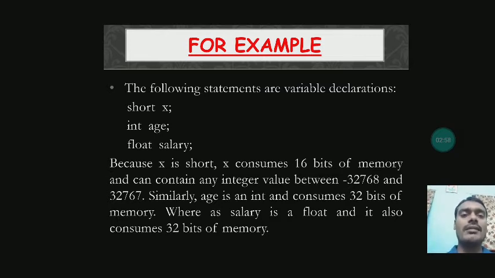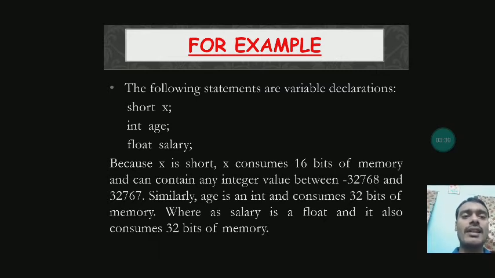You can see the next line: x is a variable of the type short data type, and x consumes 16 bits of memory. 16 bits of memory means 2 bytes of memory, and it can contain any integer value between minus 32,768 and plus 32,767.